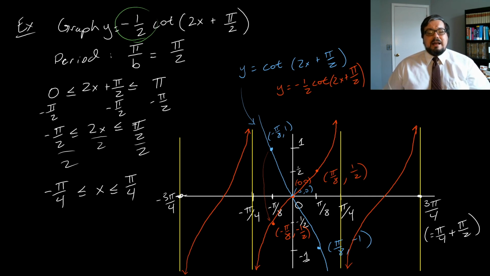So this is the strategy for graphing secant, cosecant, tangent, and cotangent. It follows a lot of the same strategies as for sine and cosine. You just need to know what the original graphs look like in order to know how to transform them in the proper way.